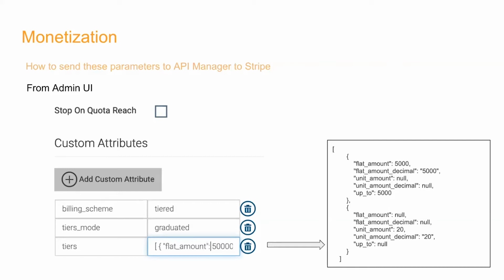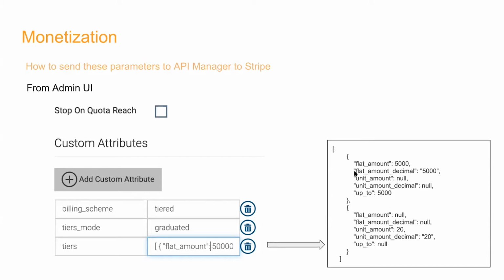In the Stripe billing engine, there should be 3 custom parameters that we need to supply to achieve this requirement. The parameters are billing schema, tier mode, and tiers. Billing schema should be set as tiers. Tier mode should be set as graduated, and tiers should be set as in the diagram that I have shown here. You can add multiple tiers.